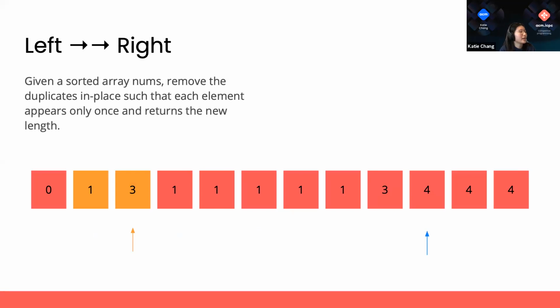And I see a 4, I'll update it, and I see more 4s, but that doesn't matter. So I'm gonna return 0, 1, 3, 4 with a new length of 4. So that's basically how we're gonna do it. Two pointers: they traverse together in an array and see if certain elements meet a condition.